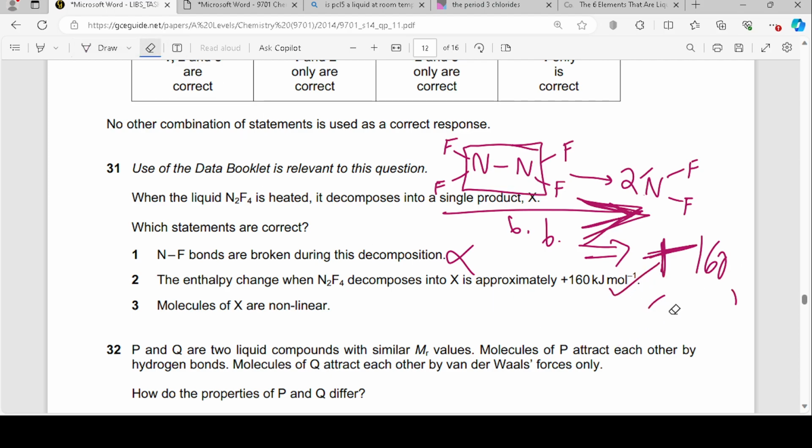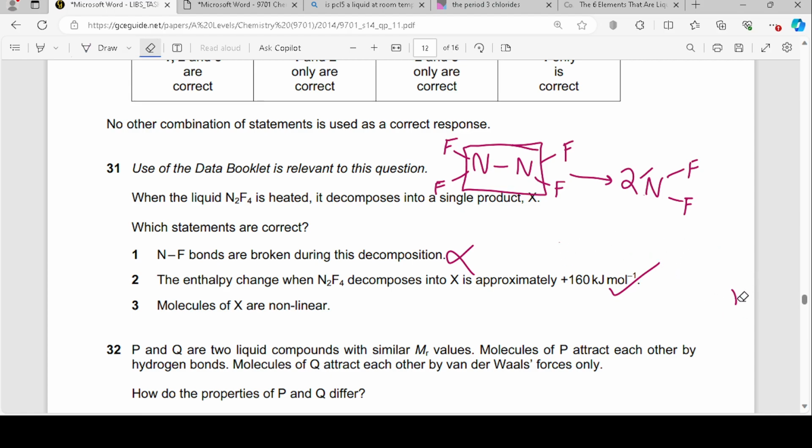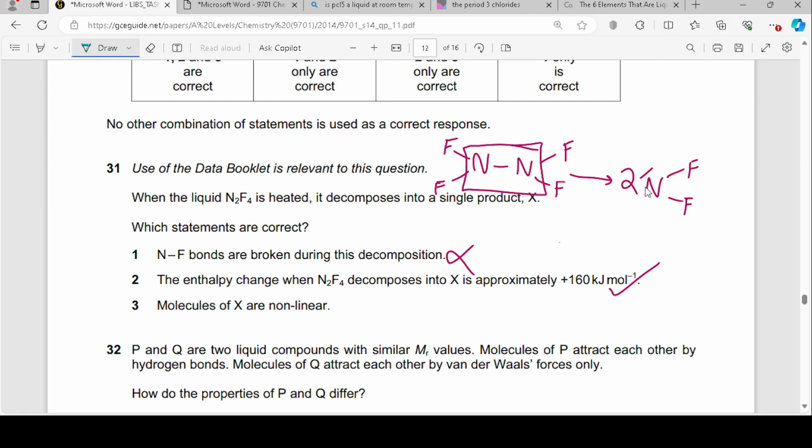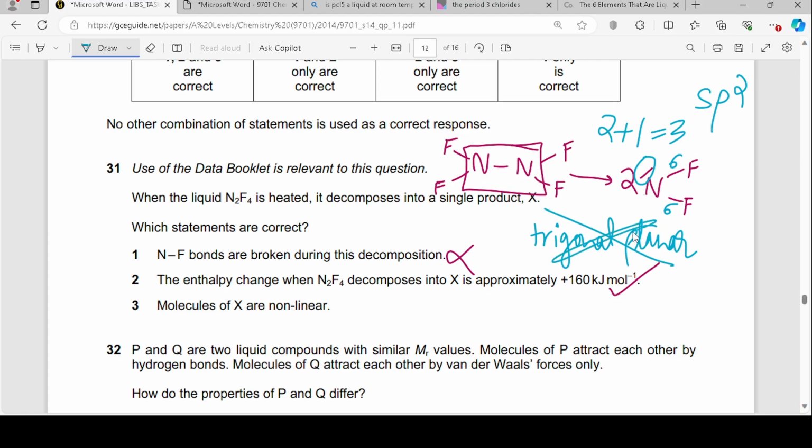As for C, molecules of X are non-linear. Well, I got X as NF2. If I do the hybridization and steric number check on it, I have one sigma bond, two sigma bonds to nitrogen, and then one lone pair. So the steric number is 2 plus 1, which equals 3. If it has a steric number of 3, that means it has a hybridization of sp2, and so it likely has a trigonal planar configuration, but because of the lone pair, it's not trigonal planar, it's going to be a bent molecule, right?